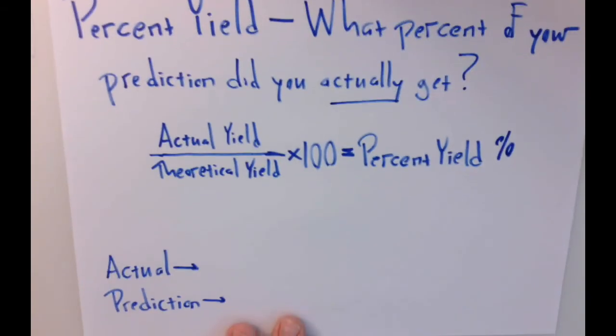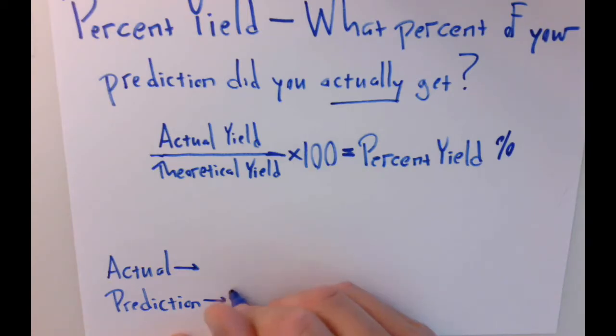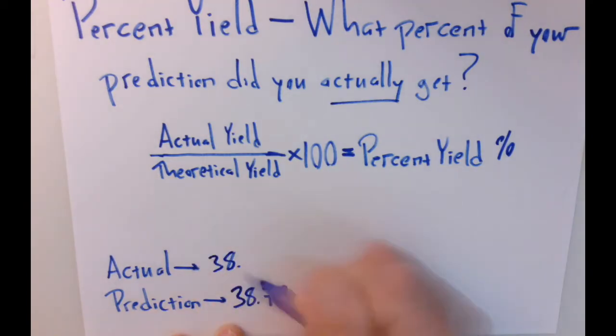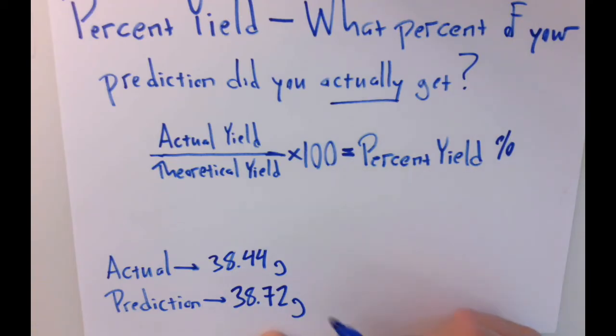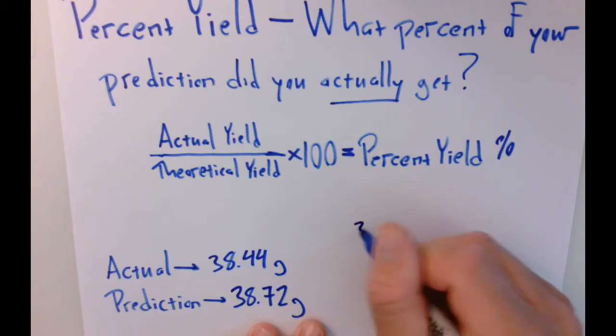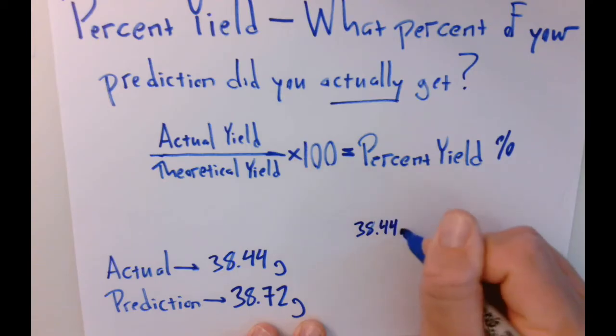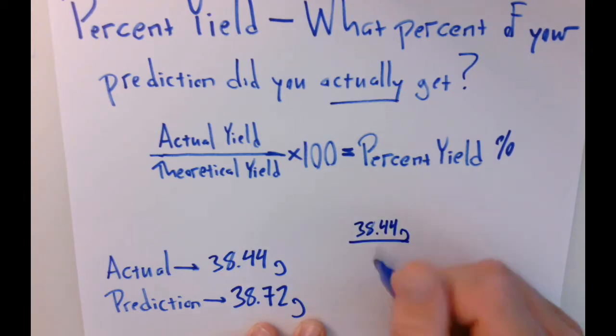So as a quick example, let's say that you're doing a reaction and you predict that you're going to get 38.72 grams of product. And then you do the reaction and you actually get 38.44 grams of product. So this is what you predicted, and this is what you actually got when you did the reaction. So the way you would set that up, the actual yield divided by the theoretical yield or the prediction.